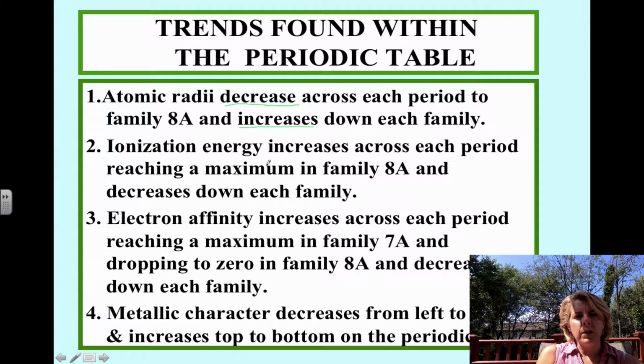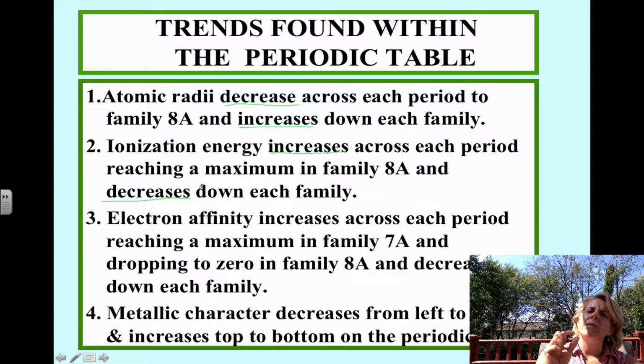For ionization, we have an increase across each row. So as you go from left to right, the ionization energy increases because the electrons are more tightly held when you get to the noble gases. However, notice that when we're talking about ionization energy, the electrons are less tightly held as you go down a family.